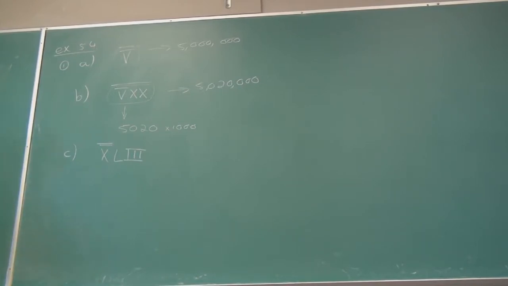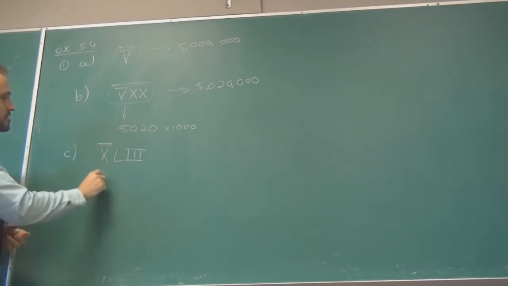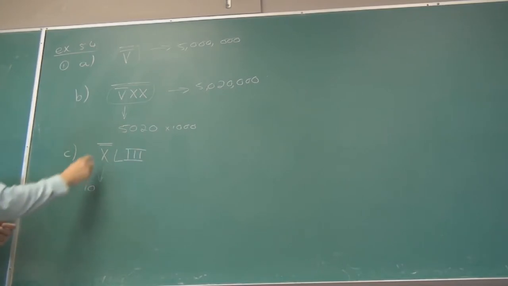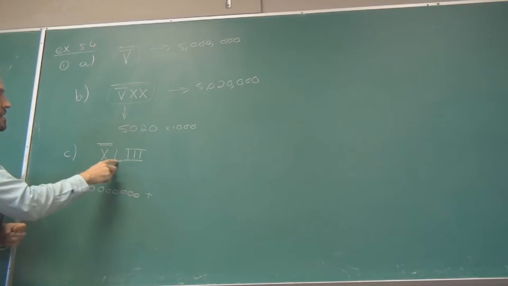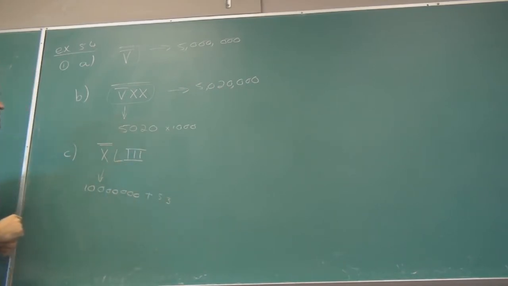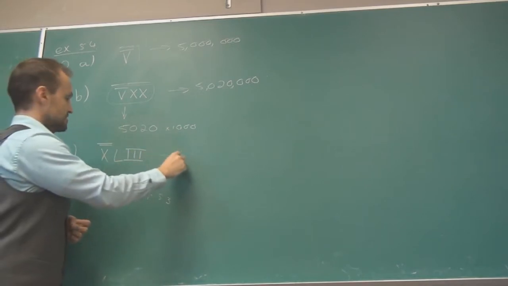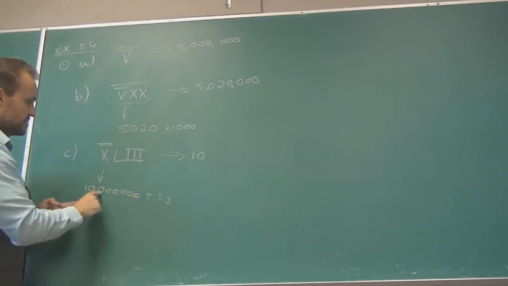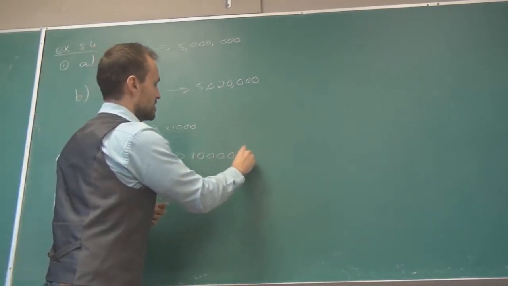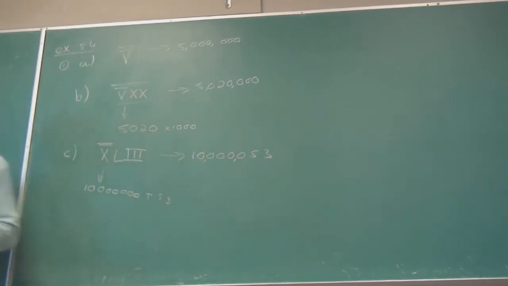Okay, what do we do with this? This one's pretty easy, isn't it? You just do one of them first. So this will be 10. First line makes it 10,000. Another line makes it 10 million. And then I just take care of these ones. 53. Oh, it's not bad. How many zeros do I have here? 1, 2, 3, 4, 5. 10,053. Is that right?